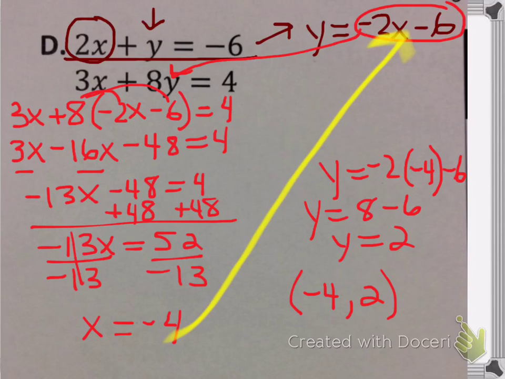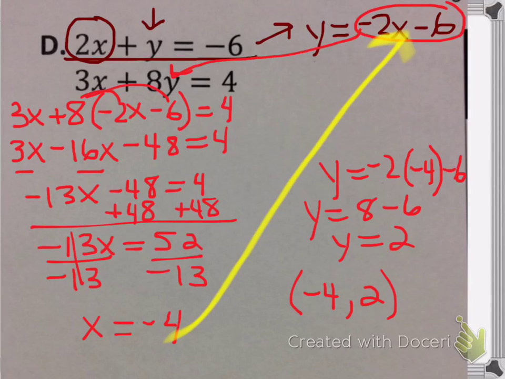So the point of this problem is that you can actually use the substitution method even if the equations are not set up for it. You're simply going to solve one of the equations for one of the variables and then use that equation to substitute it back into the other equation that you have.